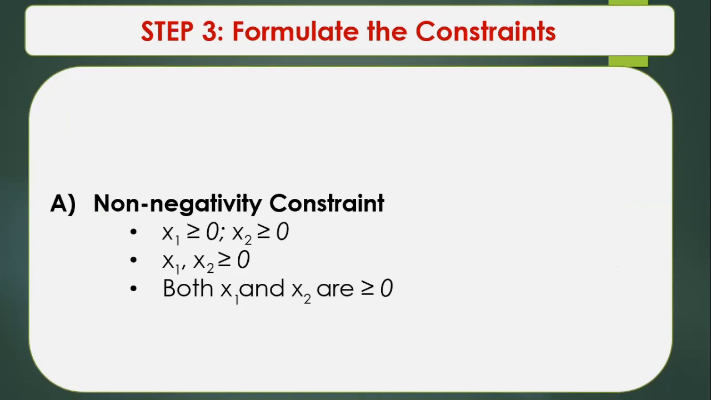Finally, our non-negativity constraint would be X sub 1 greater than or equal to 0, X sub 2 greater than or equal to 0, or it can be written as X sub 1, comma, X sub 2 greater than or equal to 0. Or also, it can be written as both X sub 1 and X sub 2 are greater than or equal to 0.